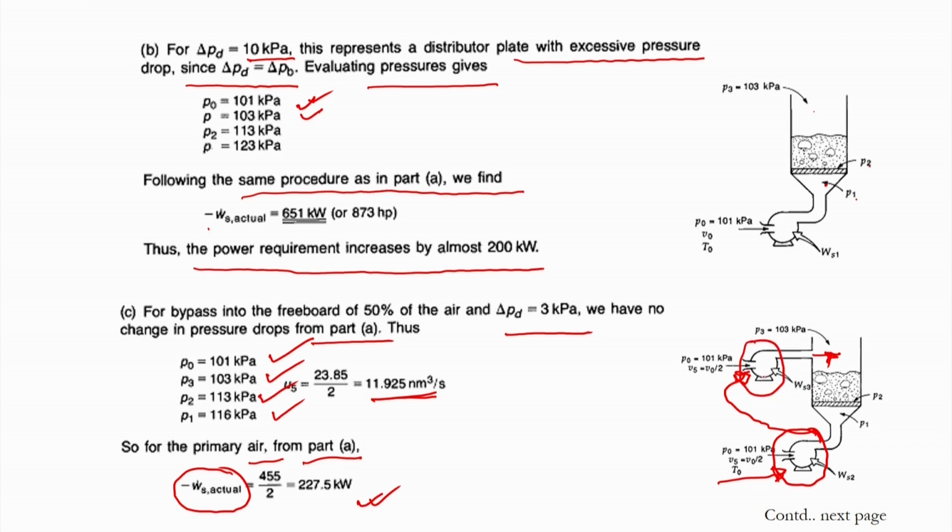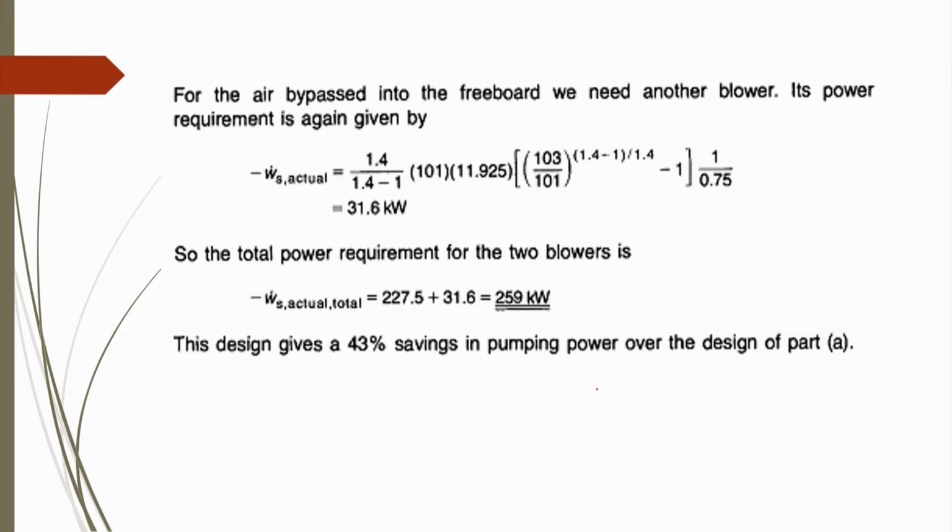Now, if we use this compressor to compress this 50% of air within this operating condition of initial pressure of 101 and this volumetric flow rate of this gas as half of this initial volumetric flow rate of the gas or air, then what should be that? So, for the air bypassed into the freeboard, we need another blower, of course, or compressor.